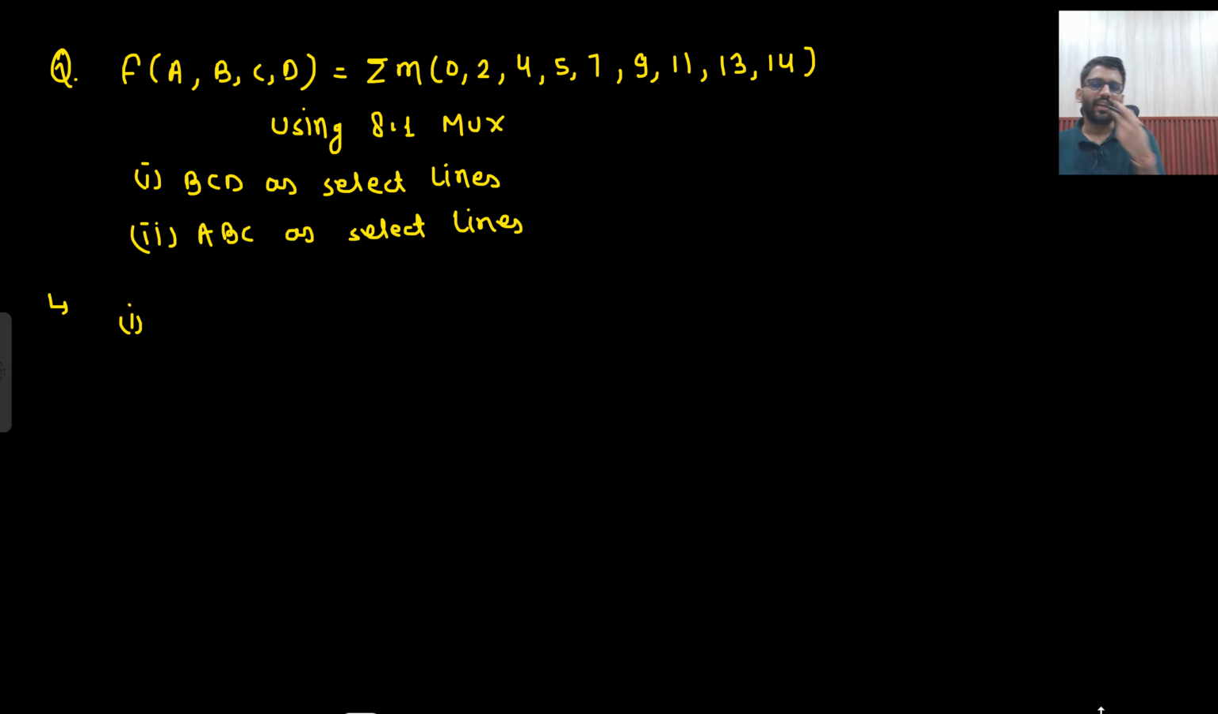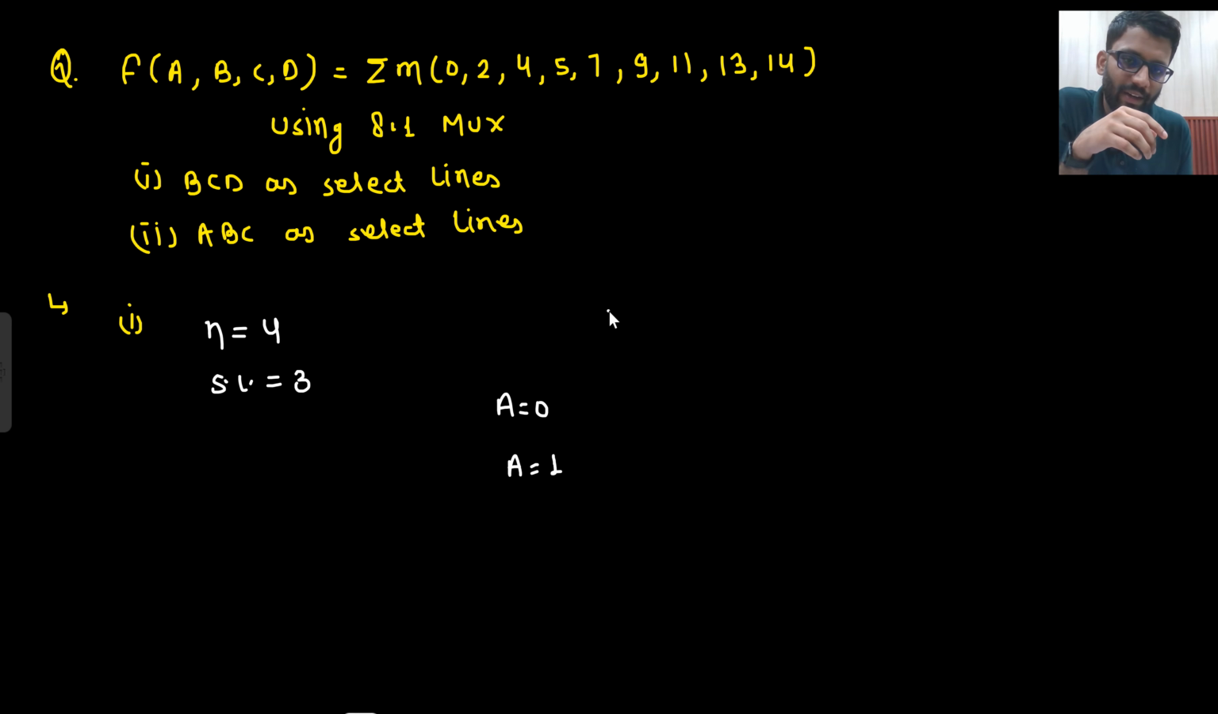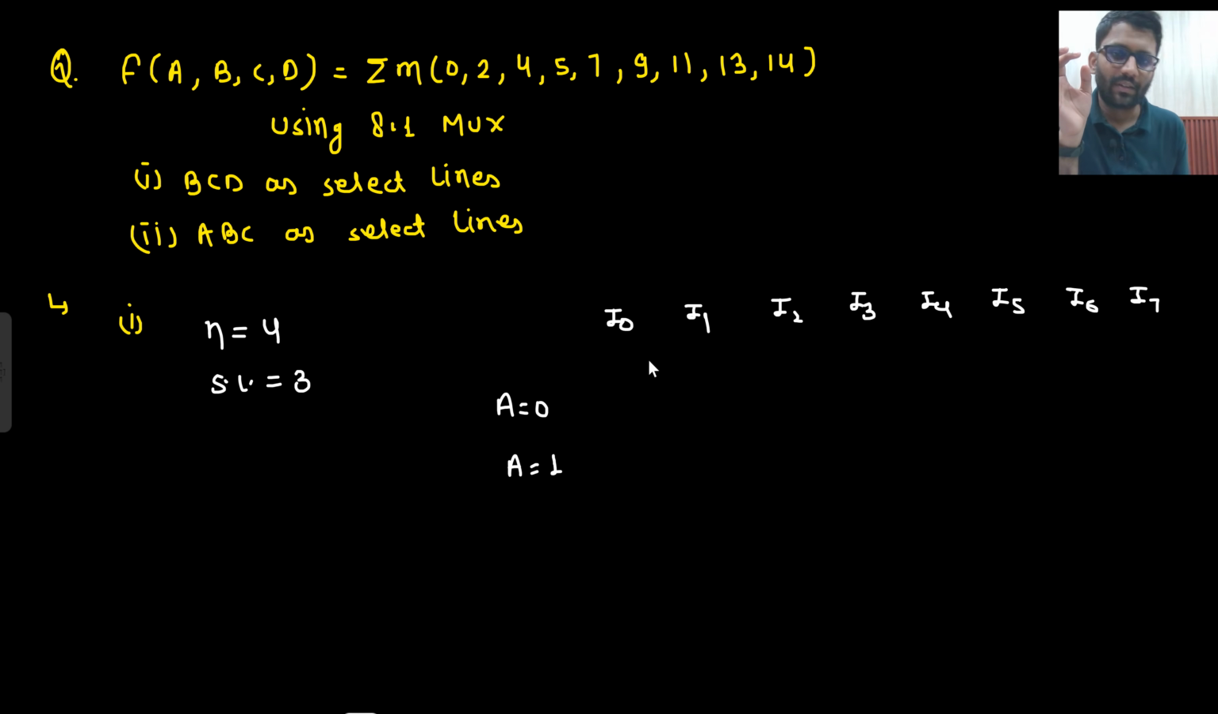Let's see this example. A, B, C, D. These are the minterms 0, 2, 4, 5, 7, 9, 11, 13, 14. Using 8 cross 1 MUX. So here, how many variables are there? 4. How many select lines will be there? 3. So what is the select line? B, C, D. So A is in our control. A can be 0, A can be 1. How many inputs will be there? 8 inputs will be there because it is 8 cross 1 MUX. So I0, I1, I2, I3, I4, I5, I6 and I7.